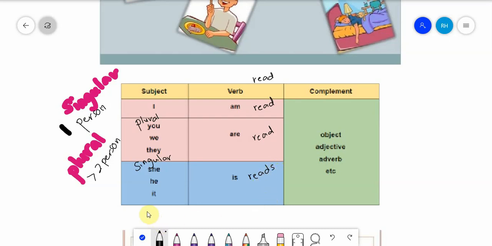So the formula is, for singular, subject plus verb plus s. For plural, subject and the verb without s, the root word.